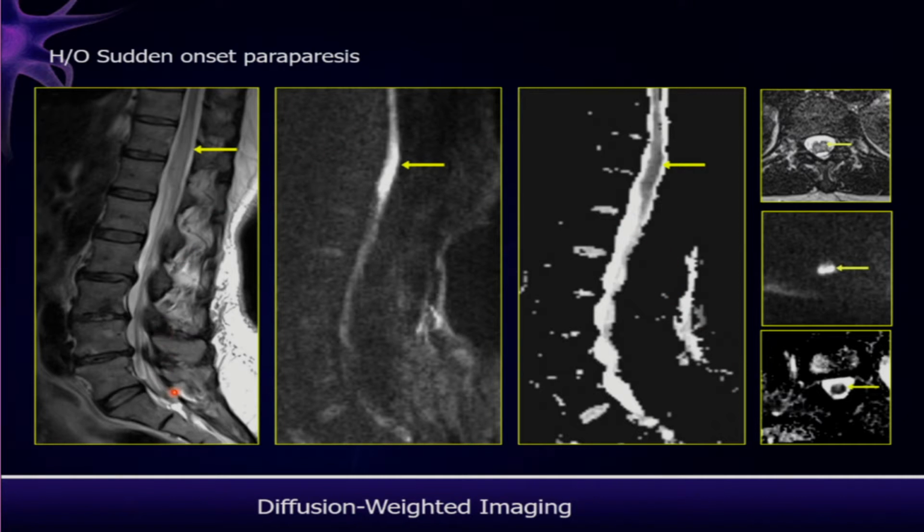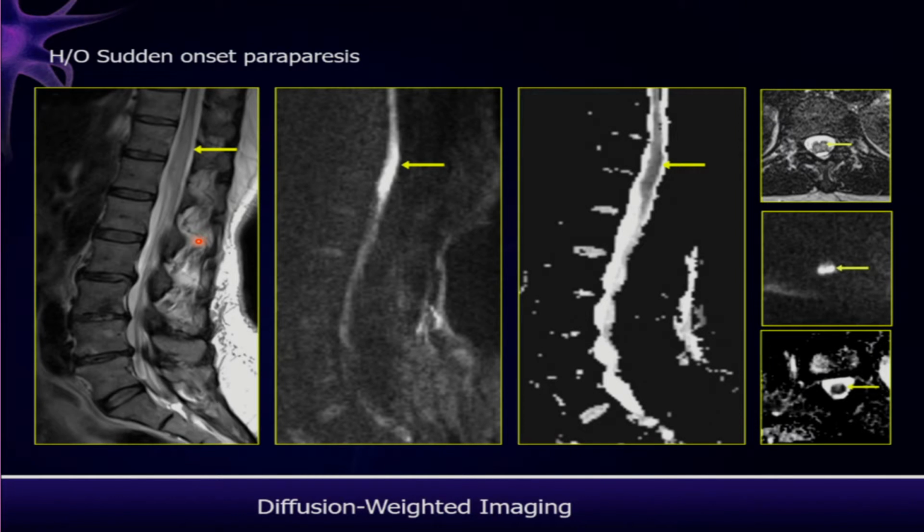This is a patient presenting with sudden onset of paraparesis, standard T2 weighted sequence. If you look carefully, you can see the conus medullaris is thickened and there is subtle signal change. But in this diffusion weighted sequence, you can see a bright area there, which is blackish on the ADC map. That indicates acute infarction in the conus medullaris.